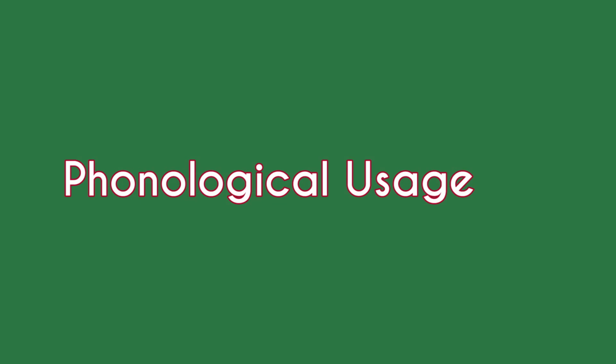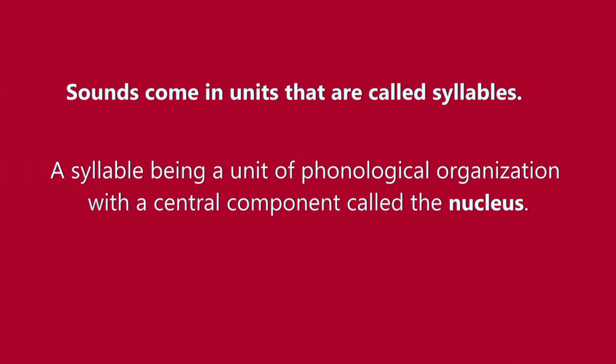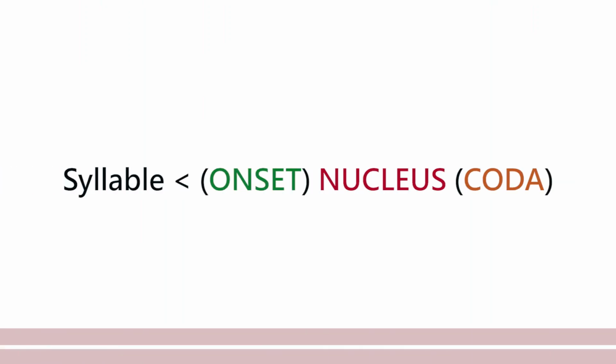Now let's give some context to the phonological approach. So we have phonetic, phonological. In the phonological approach, sounds come in units that are called syllables. What is a syllable? A syllable is a unit of phonological organization. It has a central component and it has optional components before and after the central component. The central component of a syllable is called a nucleus. It can be optionally preceded by another component, which is called the onset. And it can be optionally followed by yet another component, which is called a coda.